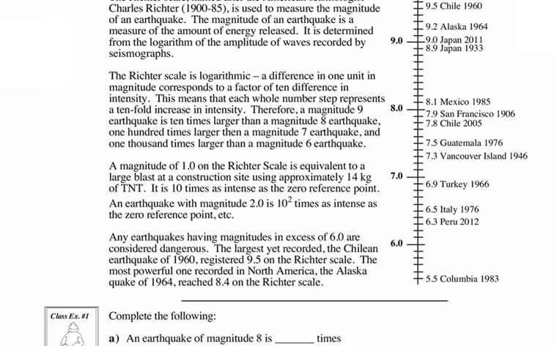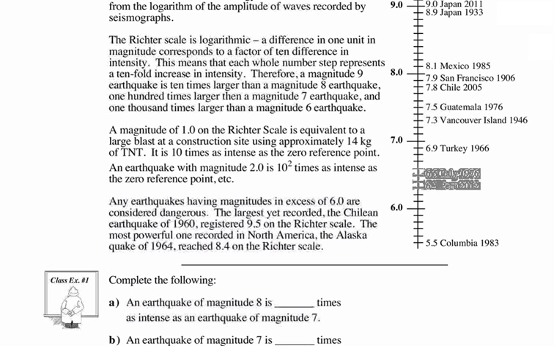The Richter scale is logarithmic. A difference in 1 unit of magnitude corresponds to a factor of 10 difference in intensity. So 10 times more intense. This means that each whole number step represents a 10-fold increase. Therefore, a magnitude of 9 is 10 times larger than 8 and 100 times larger than a 7.